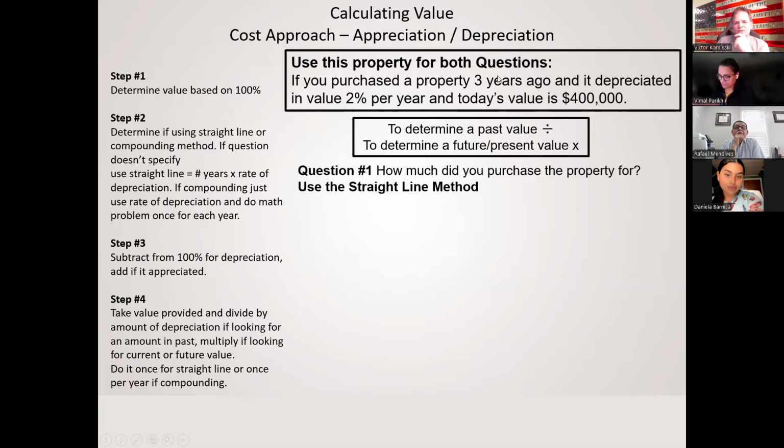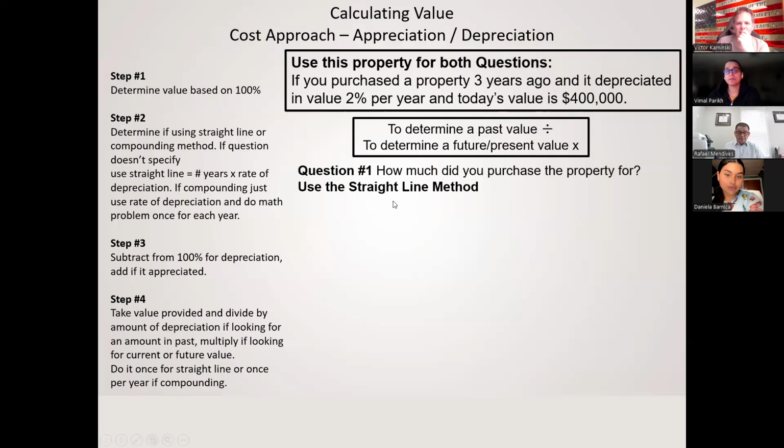Okay. So the question here is: if you purchased a property 3 years ago and it depreciated in value 2% per year, and today's value is $400,000, how much did you purchase the property for? And it says to use the straight line method. If the problem doesn't tell you which method to use, straight line or compounding, you're going to use the straight line method. This problem tells us to use the straight line method.